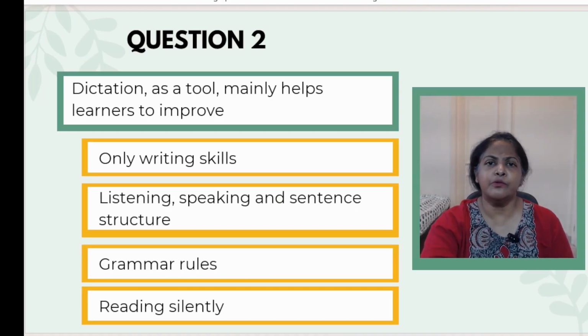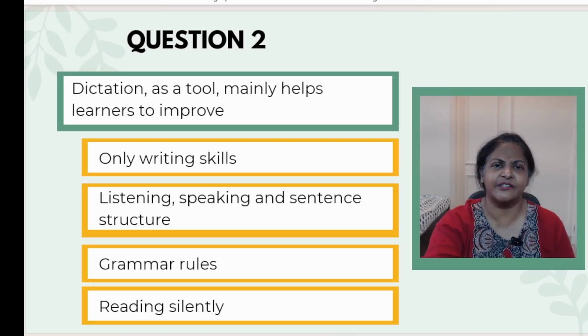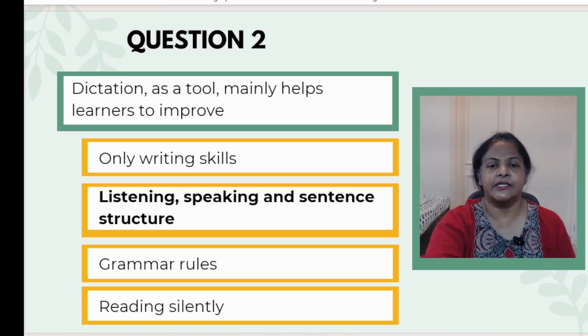So let's move on to the 4th framework we have. Let's eliminate the weaker options. So listening only, writing skills, too narrow. Grammar rules, again, too narrow. Reading silently, only one thing. In dictation, we are hardly reading, and therefore not silently. So that's a totally wrong option. That just leaves us with one option, which is listening, speaking, and sentence structure. In CTET, when you're thinking like a teacher, that is part of the framework, you always have to choose the broadest pedagogical approach. So don't be too narrow, think like a teacher and be broad.